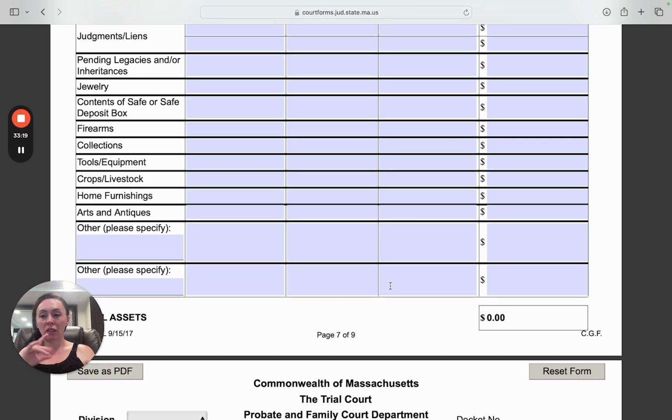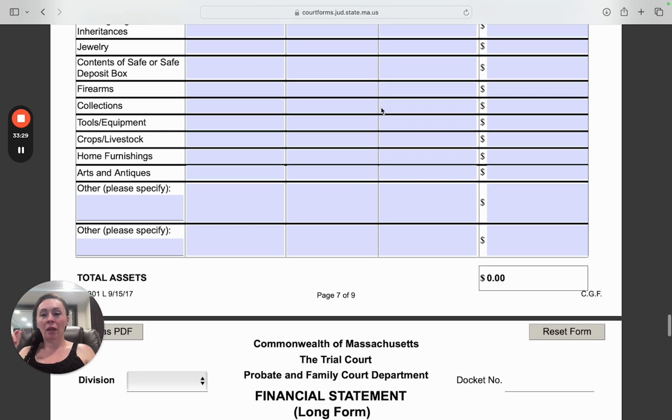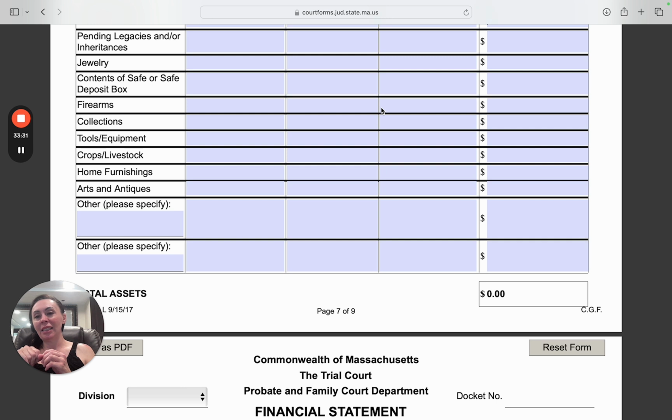Judgments, liens. Did a creditor sue you in court and get a judgment against you? If you owe someone money in the form of a judgment or a lien, that gets listed here. Pending legacies and or inheritances. If you are slated to inherit money, that is supposed to get listed here.